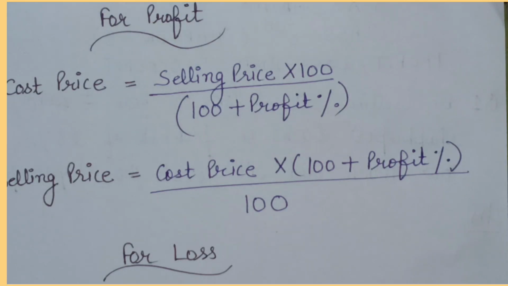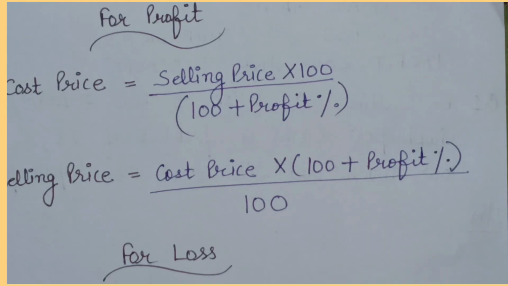Before introducing the definition of profit, loss and discount, I first introduce cost price and selling price. The amount paid to purchase an article, or the price at which an article is made, is known as its cost price, abbreviated as CP. And selling price is the price at which an article is sold.